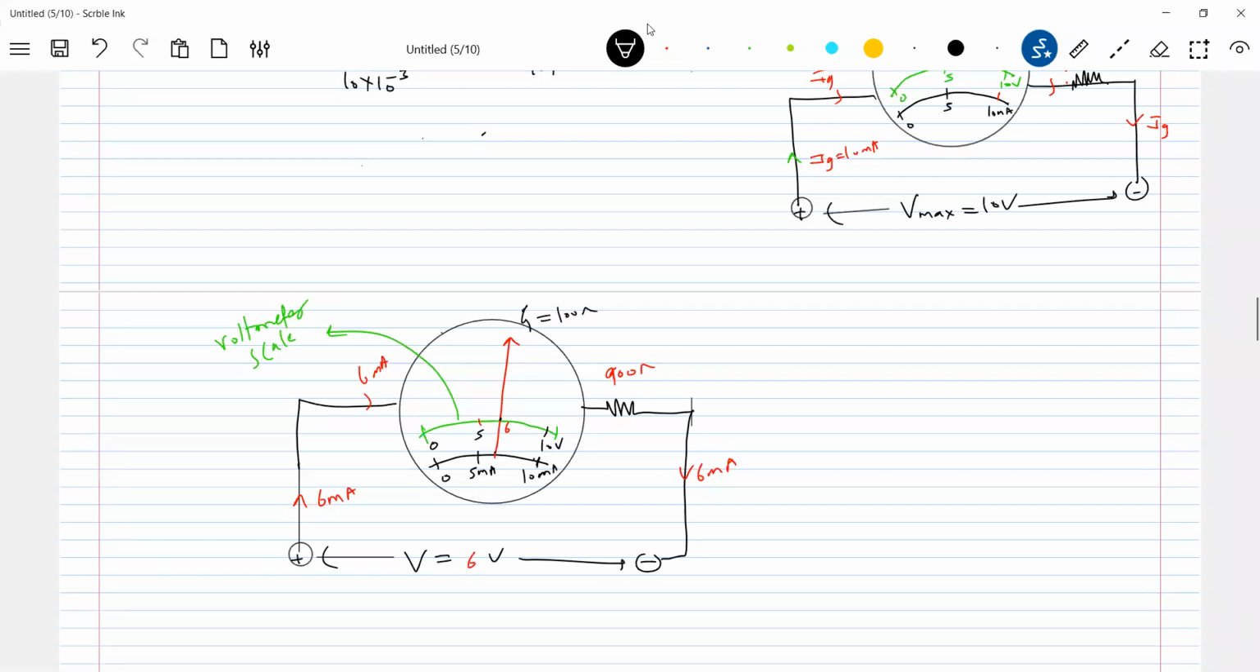See, look at the trick, how they have made the observation and brought it here. Sir, what is the maximum voltage across the galvanometer? 1 volt, no? But how much are we applying? 10 volt. So will the galvanometer not get damaged?